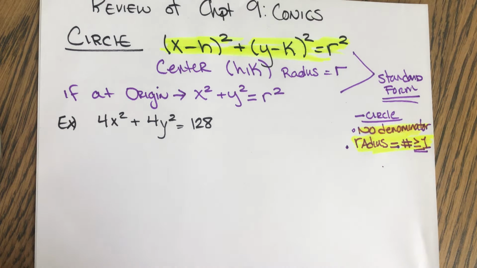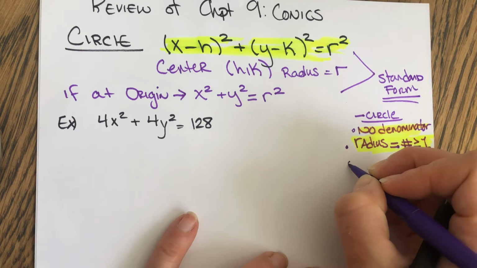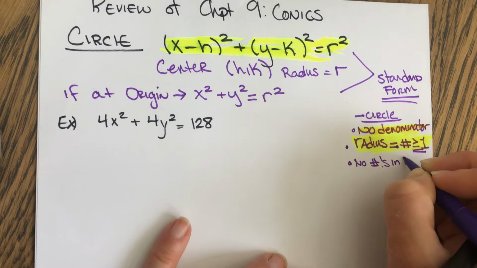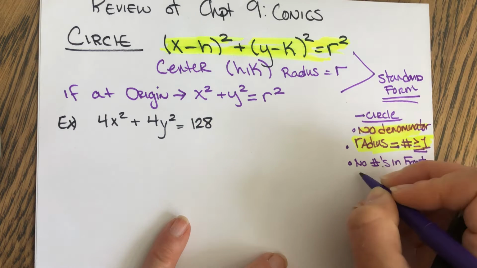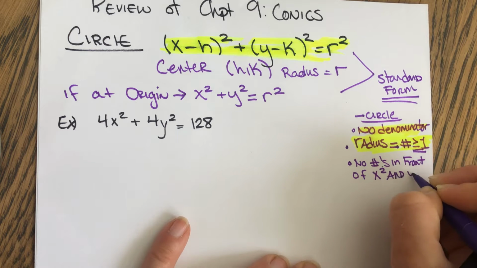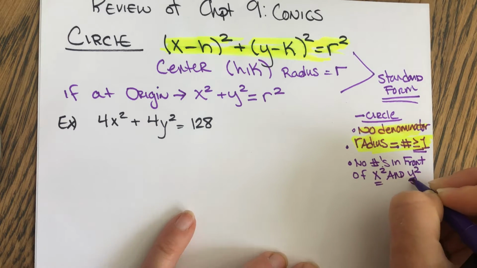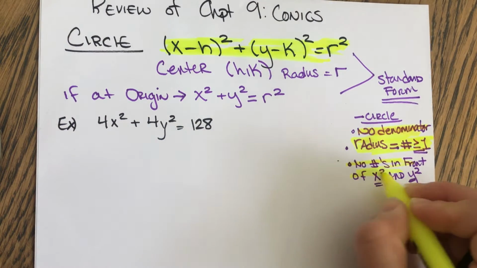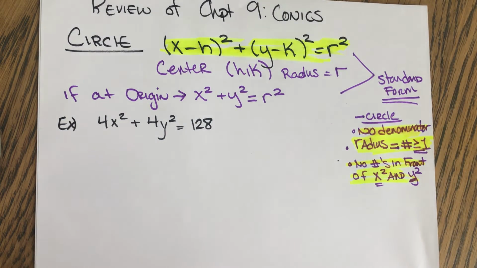So, what am I doing? The radius has to be greater than or equal to 1, and no numbers in front of the x^2 and the y^2. Okay, so I'm all over the place. You guys know I'm losing my mind. So again, no numbers are in front of the x^2 and y^2.